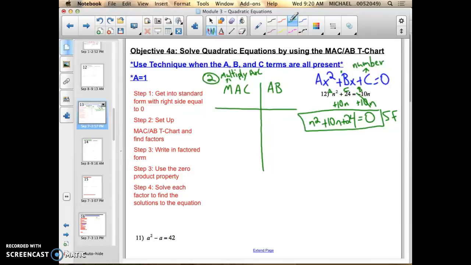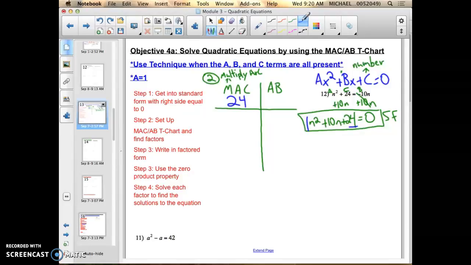In this case, because A is 1, it'll always be the C term, but there will be cases when A is not 1. So when you multiply the A and C term together, that goes below MAC. So let's do that right here. The A term is 1 because there's no number listed. The C term is 24. 1 times 24 is 24.